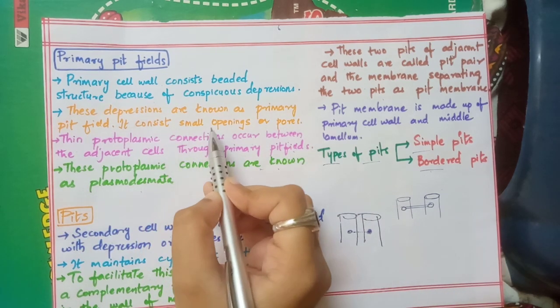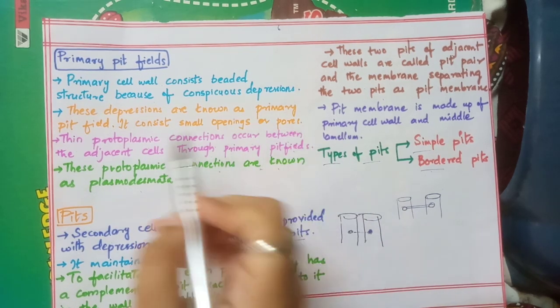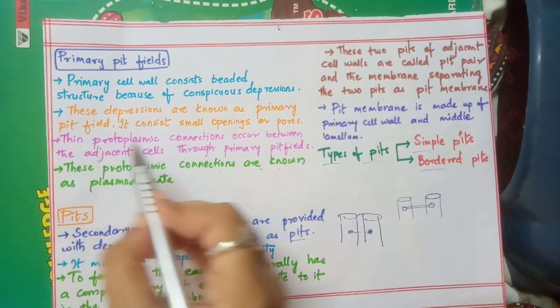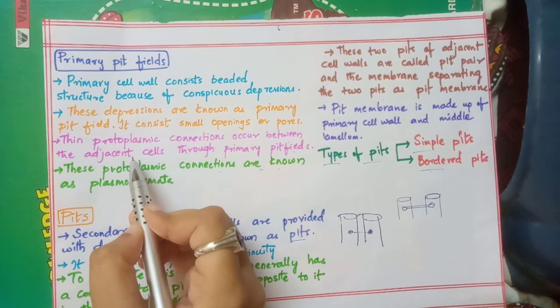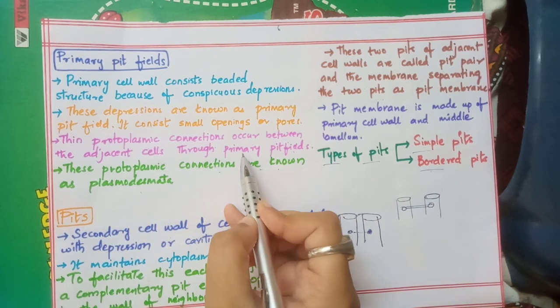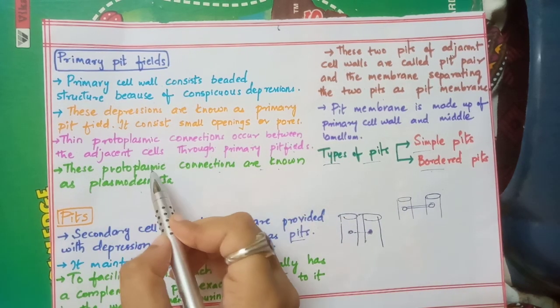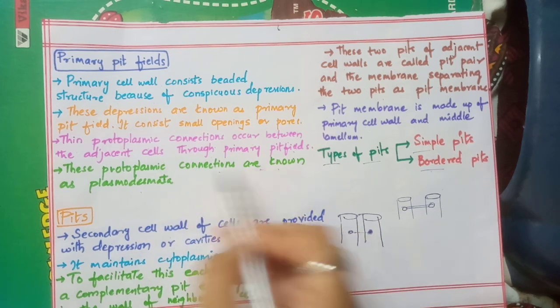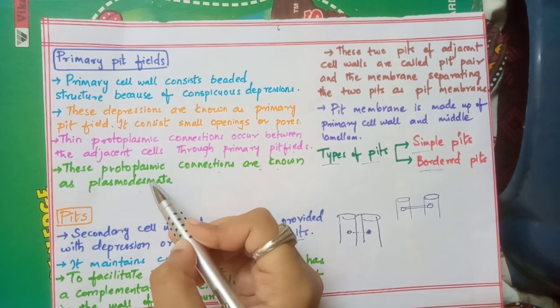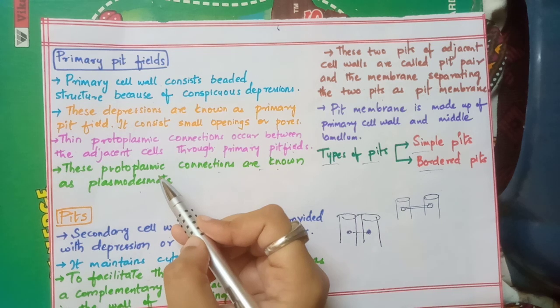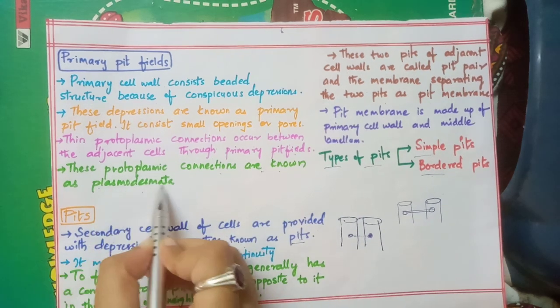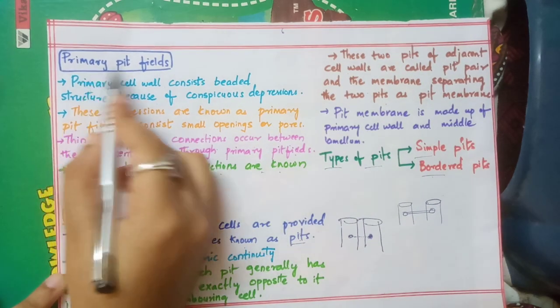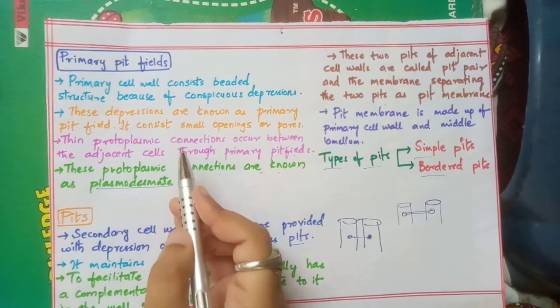It consists of small openings or pores. These are thin protoplasmic connections between the two adjacent cells through the primary pit fields. These protoplasmic connections are known as plasmodesmata. Between the two adjacent cells, there is the thin connection, and this particular connection is known as plasmodesmata. These primary pit fields are found in the primary cell wall.